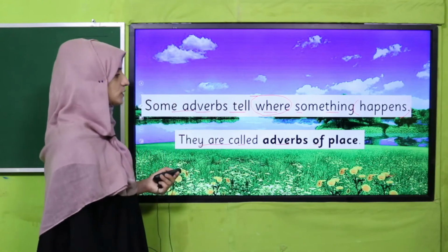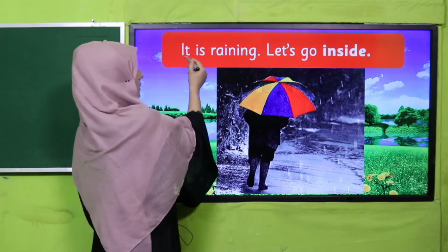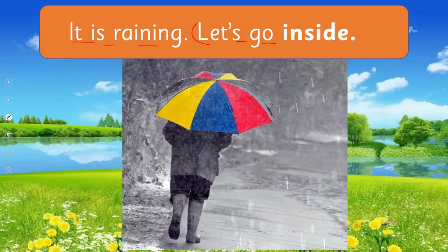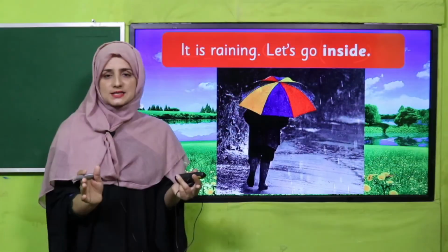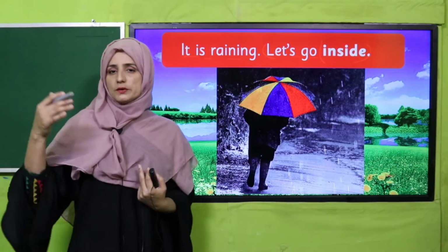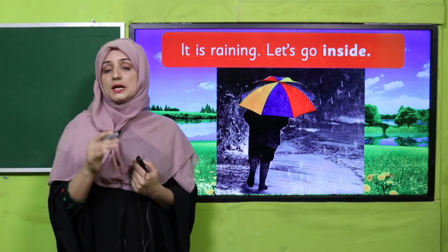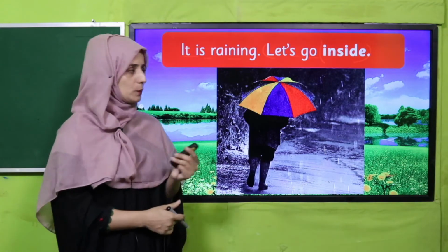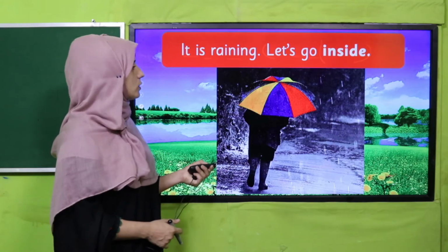So let's see a few examples. It is raining. Let's go inside. So inside is a place. Already we discussed that. Same like we are inside the classroom, in the room. So this is also place. If we go outside, so this will be outside and this will also be place. So it is telling us about place.